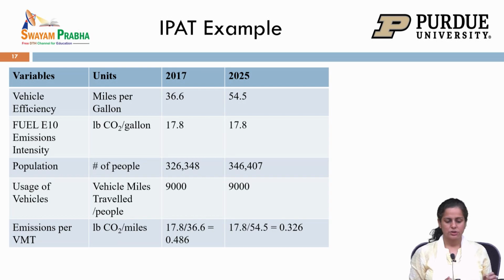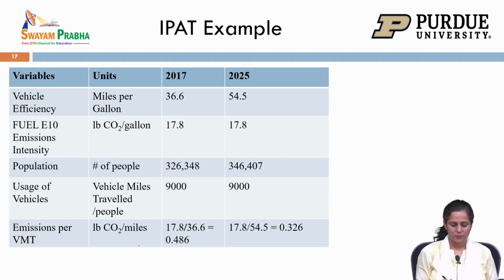All right, so let's look at this example. We have the variables: vehicle efficiency, fuel emissions intensity, which is LbCO2 per gallon. Then we have population, which is the number of people. You have the usage of vehicles, which is given by vehicle miles travelled per people. This number may seem a little high, but let's roll with it. And then we have emissions per VMT, or per vehicle mile travelled, which is LbCO2 per mile.